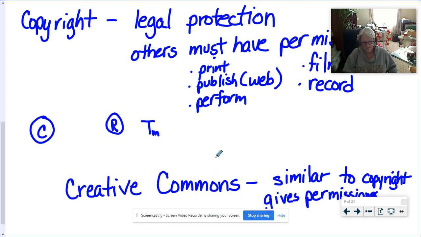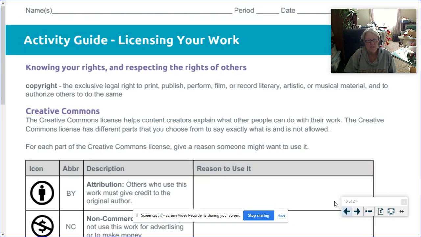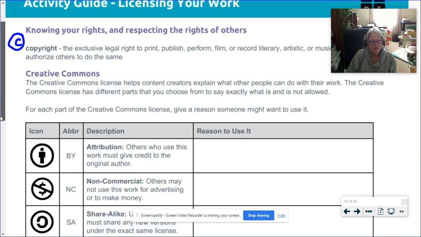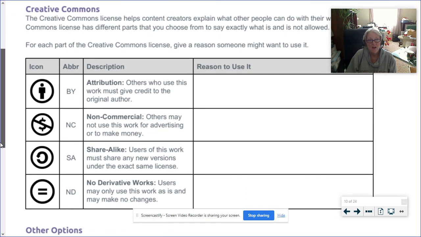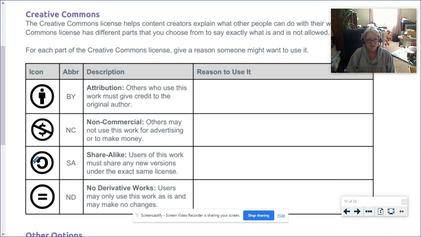Now let's start diving into this worksheet called Licensing Your Work. We're going to do some of this together, and some of it you're going to do on your own. They have this long definition for copyright again. If you want to put that little symbol right next to it to help you remember, that's what it means. Creative Commons also has similar icons. They kind of blasted over these quickly in the video, so let's go through each one.